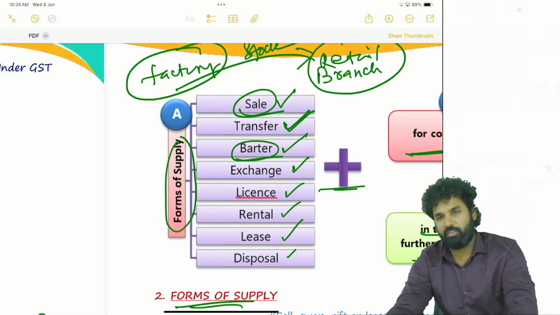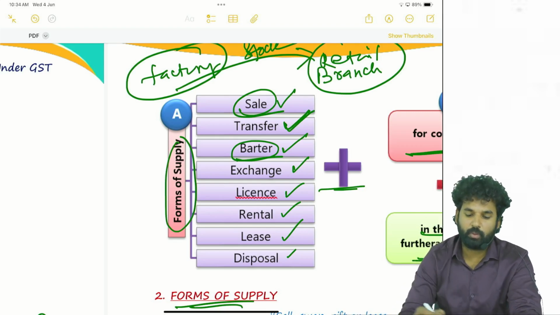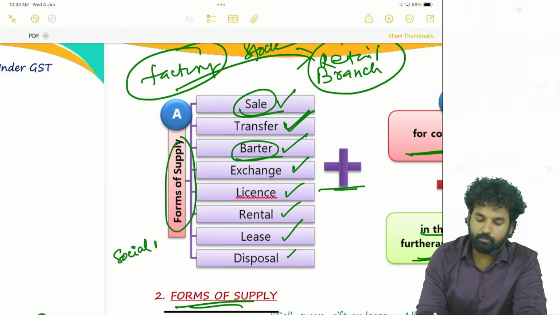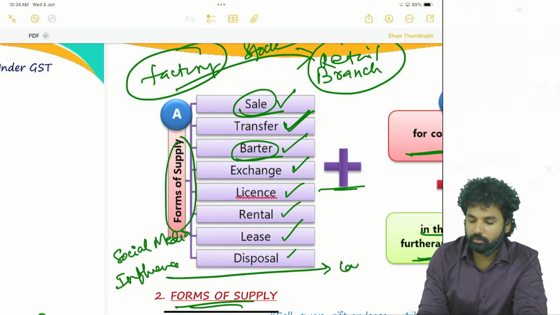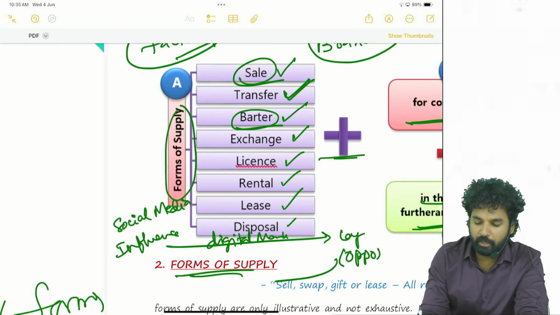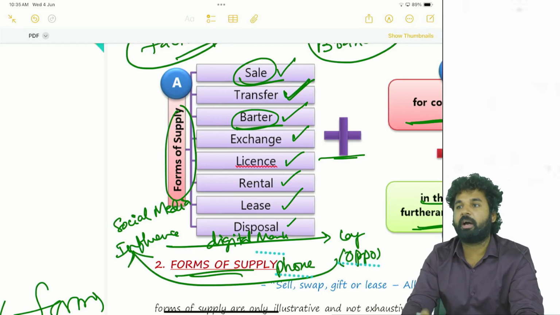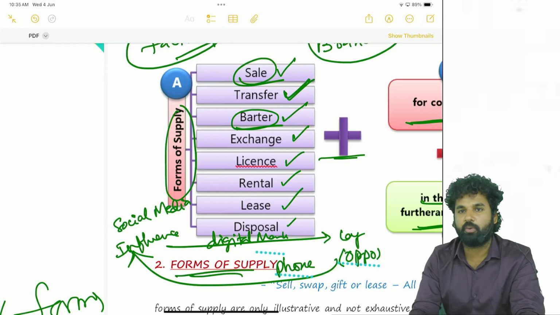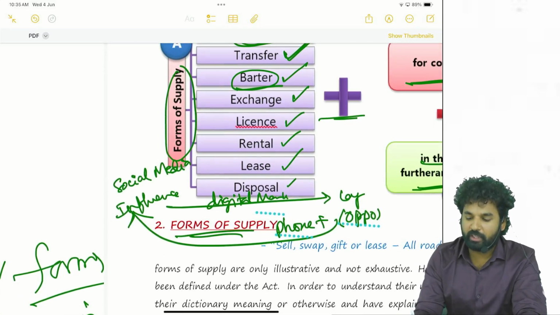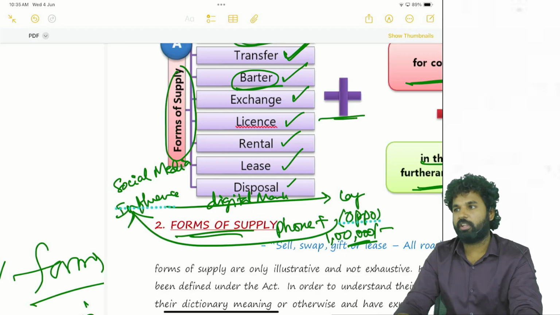If there is no consideration involved, if there is no cash involved in the transaction, then it can be treated as a barter. Okay, na? So a social media influencer is there. A company is there, let's say Oppo. So he is giving digital marketing service. The company is giving a phone to him. If this is the transaction, then it can be treated as barter. He is giving service, they are giving a good. Okay, barter. So along with the phone, they are giving a consideration of 1 lakh rupee. Then this is an exchange.